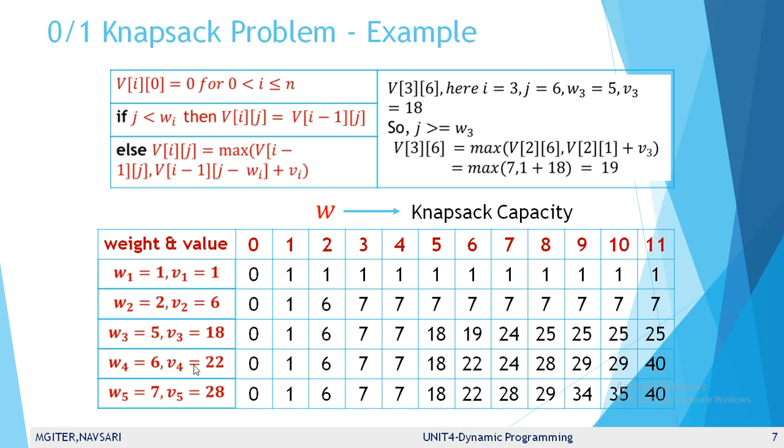At i equal to 4, we include the two objects with the weights of 5 and 6. 5 plus 6 is 11, and the capacity of the bag is also 11. So we include two items with the profit of 22 plus 18, which is 40. At i equal to 5, we also include the two items here, 5 plus 6 is 11. We cannot include 7 plus 6, which is 13, or 7 plus 5, which is 12, because it exceeds the capacity of the bag. So we include two items with weights 5 and 6.